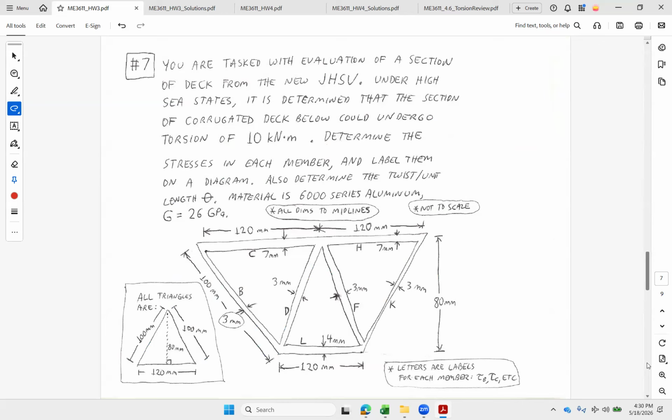This time we're going to be looking at shear flows in three sections. We've got Q1 going around here, Q2 going around here, and Q3 going around here. Also note this one is fully symmetric down the middle. So whatever I get for B should be the same as for K. D and F should have the same magnitude. C and H should have the same magnitude. L crosses the line, so it's automatically covered there.